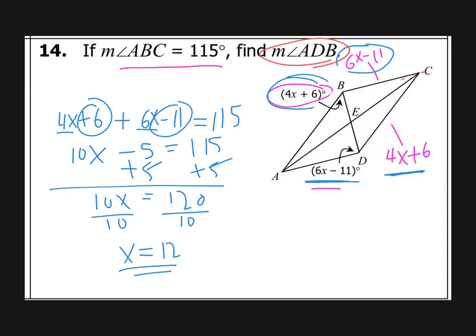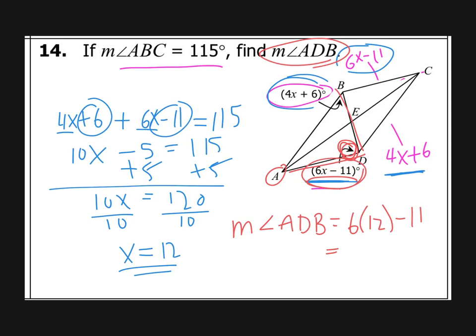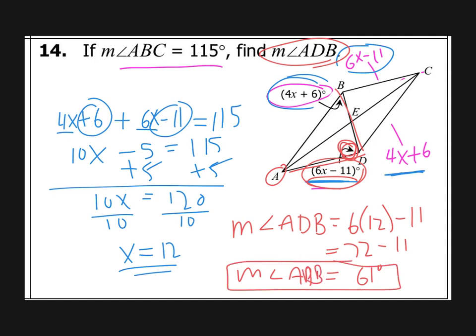Well, to find the measure of angle ADB, I think I just misspoke. I took a minute to just erase. The measure of angle ADB, I'm just going to go find that in the picture. That's from A to D to B. That's this guy right here. That's 6x minus 11. So that's going to be 6 times 12 minus 11. So I grab my calculator and I say, well, 6 times 12 is 72 minus 11 is going to be 61 degrees. So the measure of angle ADB is equal to 61 degrees.